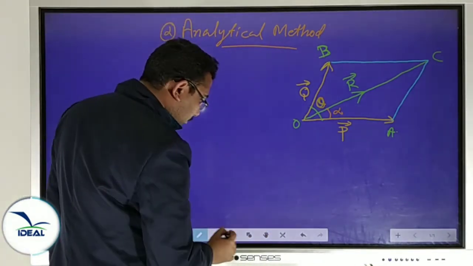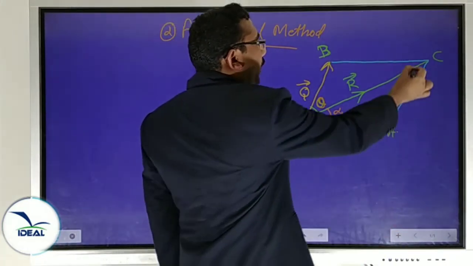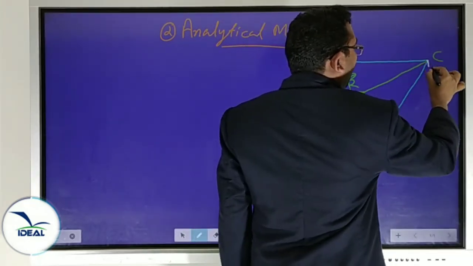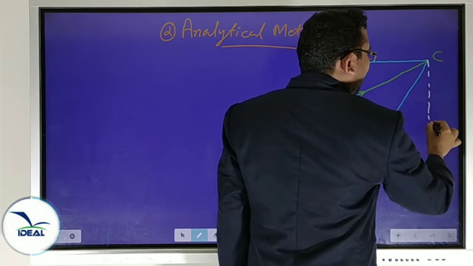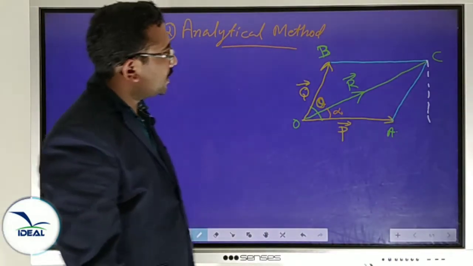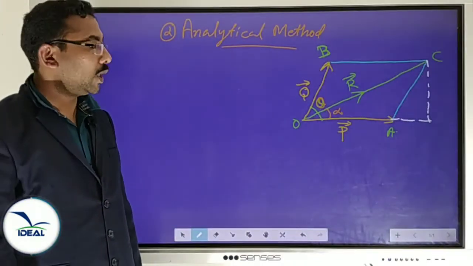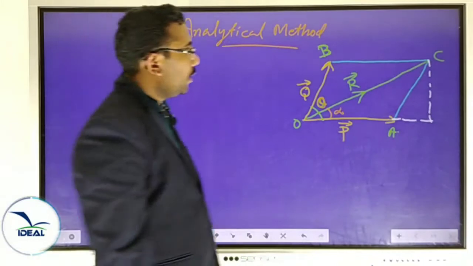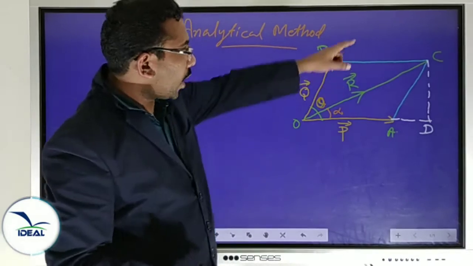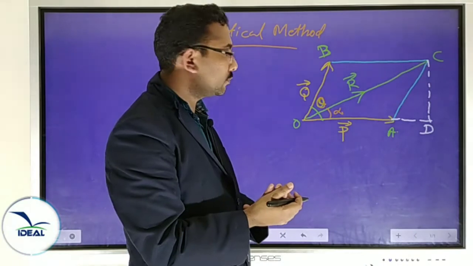Now, draw a perpendicular from C along OA. This figure is very, very important. So please note. Draw with me this figure. Draw CD perpendicular to OD.